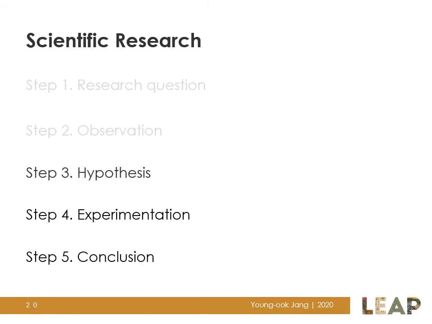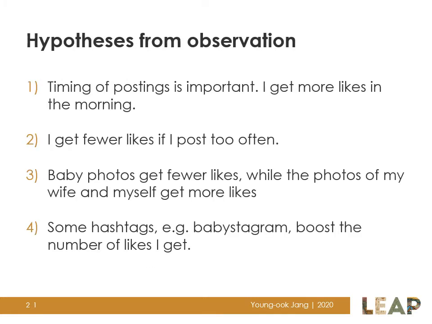So far I have a research question and I did some observations related to the research question, right? And from these two, now I should make a hypothesis. I can have several hypotheses from the observation. The first one is the timing of the postings. The timing of postings is important: I get more likes in the morning. This is the first hypothesis. And second, I get fewer likes if I post too often, right? So I have to adjust the interval of two postings if I want to get more likes.